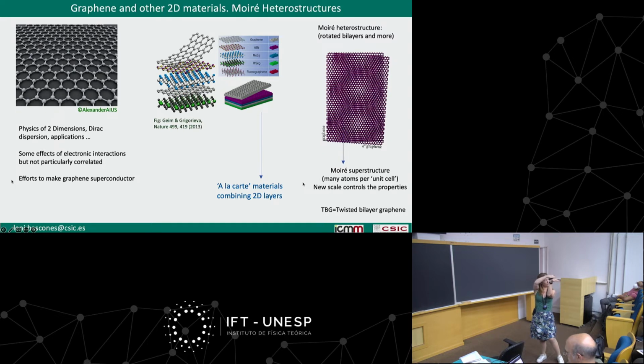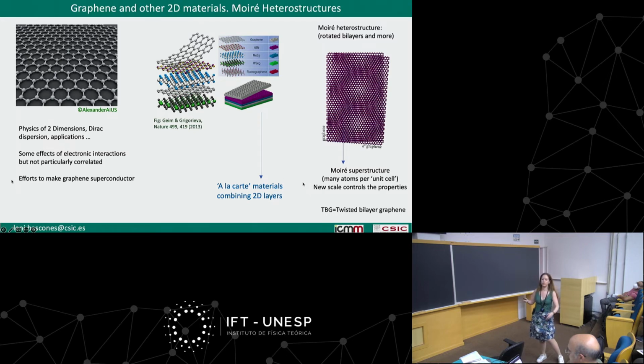In a moiré heterostructure, for example, you can see here, imagine you put two layers of graphene, and you rotate one of the layers with respect to the other one. And so you create this very large unit cell. You see that here you have a pattern that has a much larger unit cell. And this is the moiré.